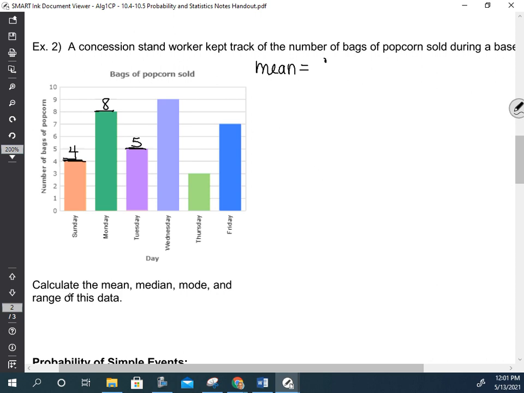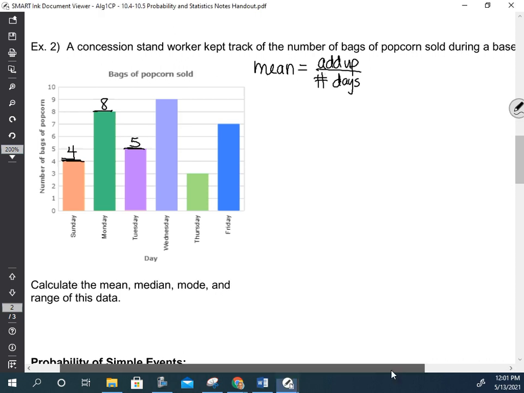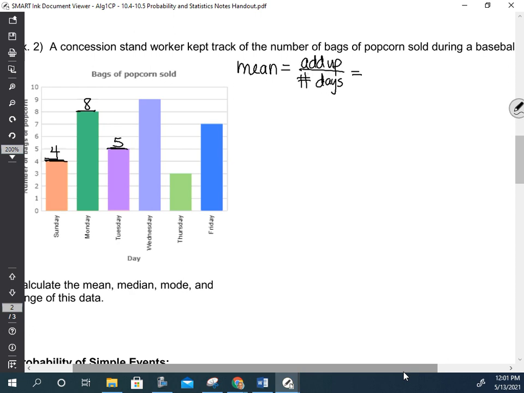So, mean is add up and then divide by the number of days. Add them up, divide by the number of days. So we got a 4, 8, 5. Wednesday there were 9. Thursday there was 3. And Friday there was 7. And this is 1, 2, 3, 4, 5, 6 days.